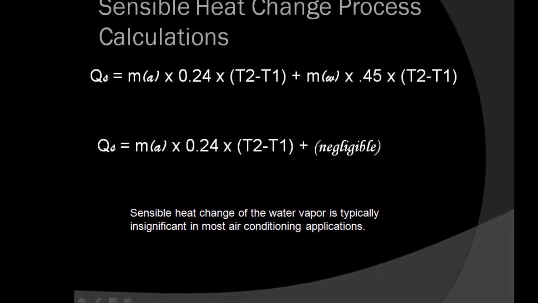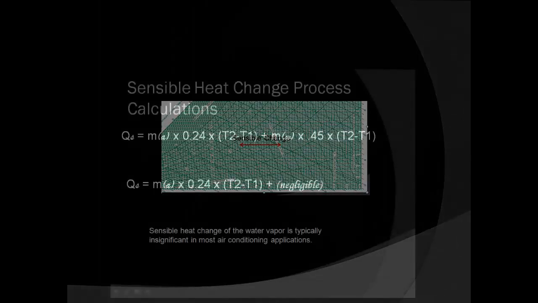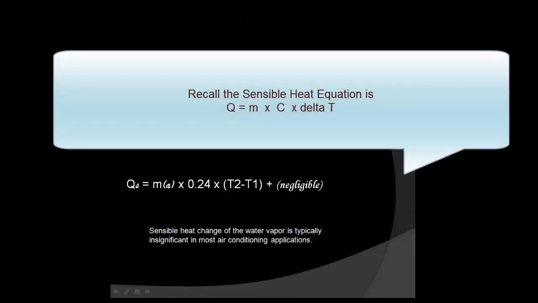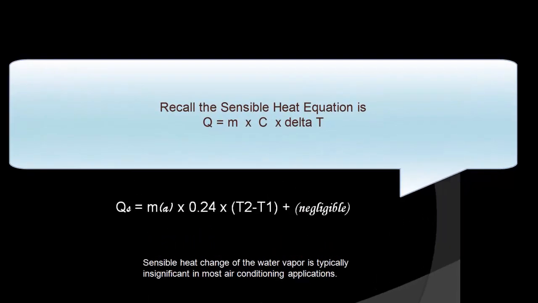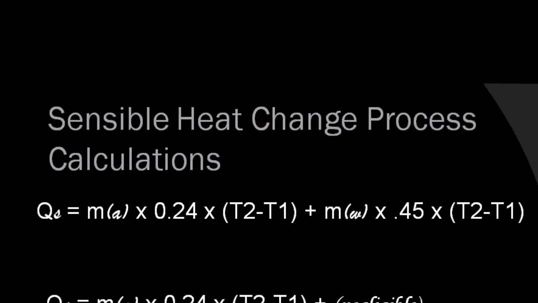Sensible change is shown on the psychrometric chart as a process line along constant humidity ratio, as illustrated earlier. The sensible heat equation can be applied to the moist air in the following equation, where Q sensible is equal to the mass of air times 0.24, which is the specific heat of air, and the change in temperature, plus the mass of the water vapor times 0.45, the specific heat of the water vapor, and the change in temperature of the air sample.